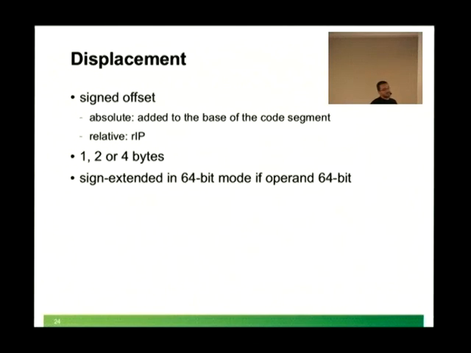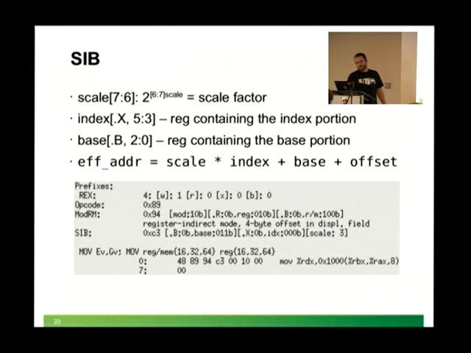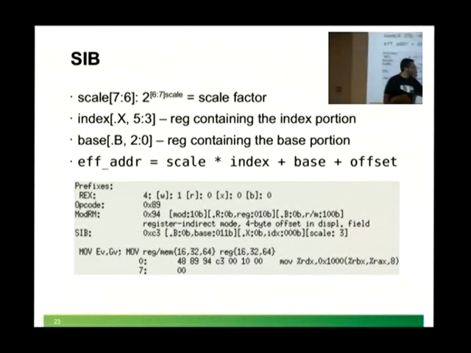Okay, and after the SIB byte comes the displacement, which is a signed offset. It can be absolute, which is added to the base of the code segment, or it can be relative, like RIP relative. It can be 1, 2, or 4 bytes, and for 64-bit it is extended to 8 bytes if the operand's specification is 64-bit. So, for example, here, there's the offset, 4 bytes.